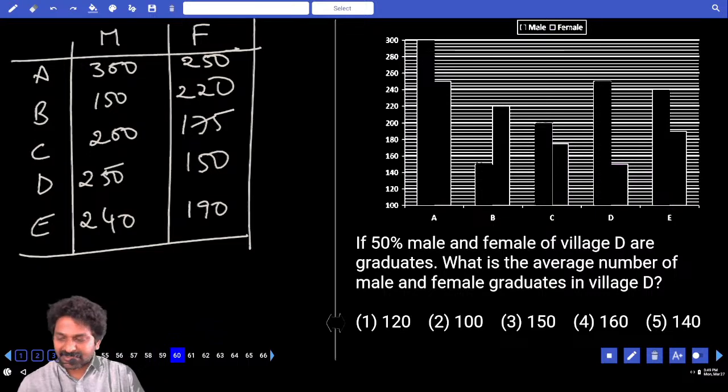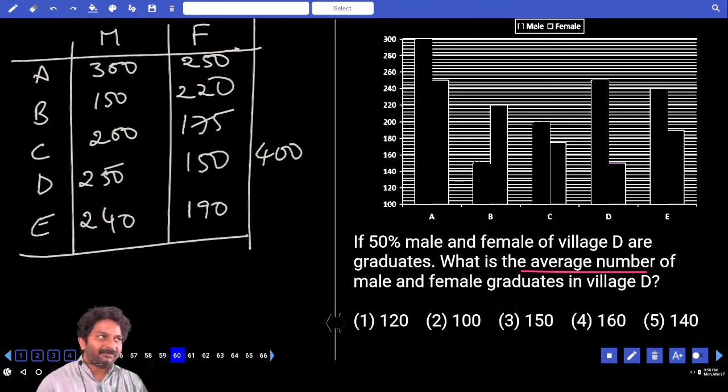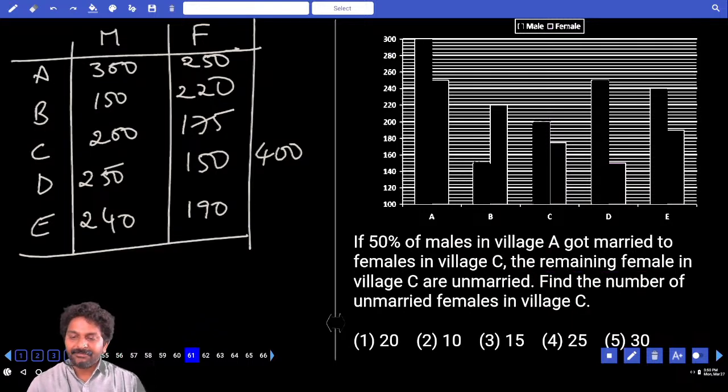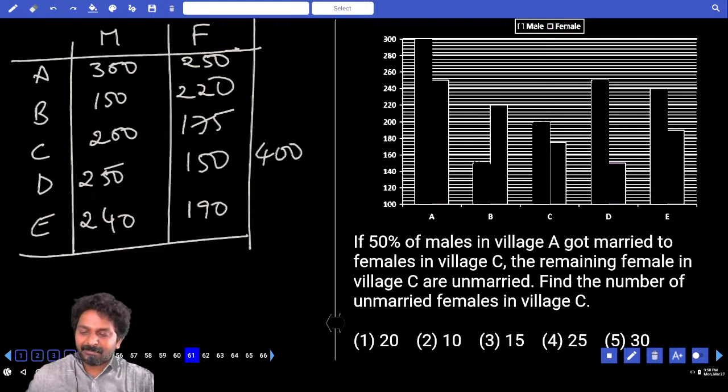Okay? Let's see the questions. If 50% male and female of village D are graduates, what is the average number of male and female graduates in village D? Okay. 50% of male and female means 50% of the total as well. Total? 400. 50% of that is 200. What to calculate with 200? Average for male and female, divide by 2. Answer 100.